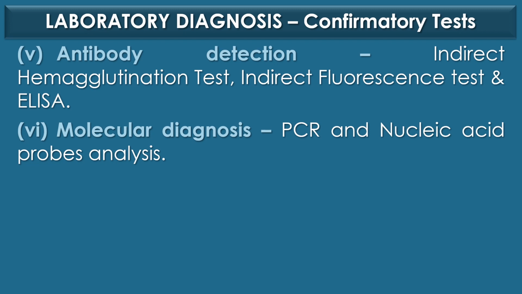And the fifth confirmatory test is antibody detection with the help of the indirect hemagglutination test, indirect fluorescence test and ELISA test. And the sixth confirmatory test is done with the help of molecular diagnosis, and the tests are polymerase chain reaction and nucleic acid probe analysis.